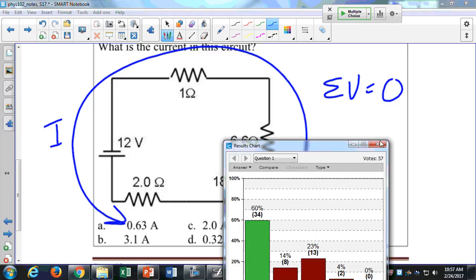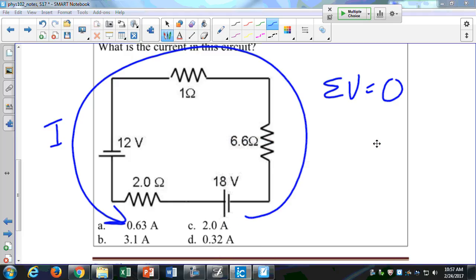And I think A is right. Let me show you. Don't worry, you're going to get the hang of this, okay? Once you see it a few times, people start to get the hang of it. I've picked the direction for the current. It doesn't matter what direction you pick. Or you can pick any direction you want. And now I'm going to pick a direction to go through the circuit. Doesn't matter what direction you go. You just pick one, okay?